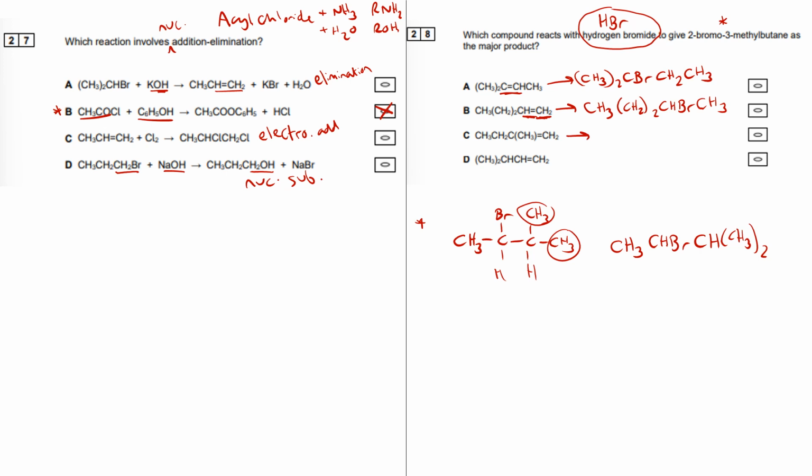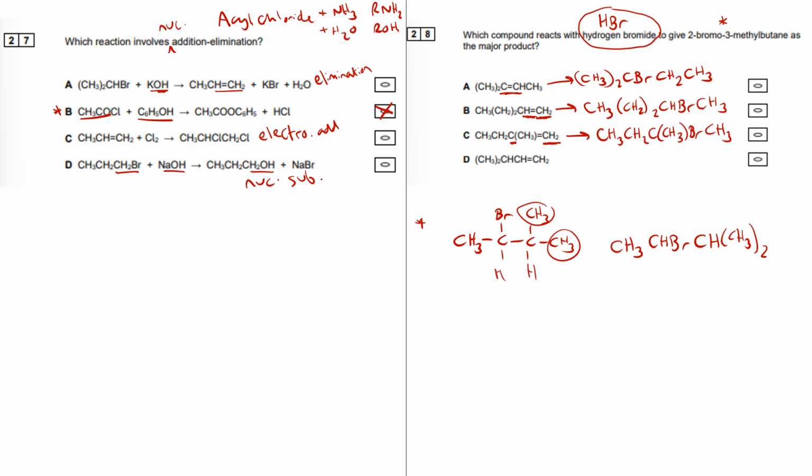Again, C, I'll just go through this. You've got your hydrogen joining on the right carbon, and your Br is going to join onto this carbon. So you'd get CH3, CH2, CBr with a CH3 coming off it, and then a CH3 at the end.